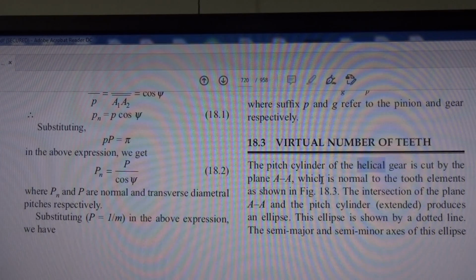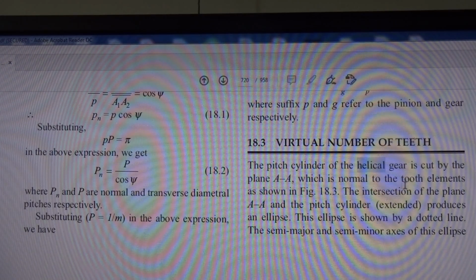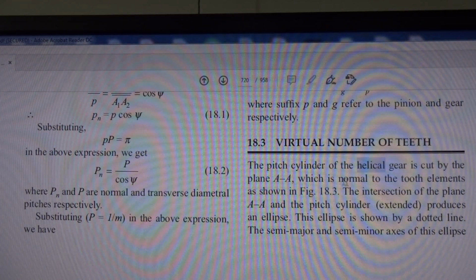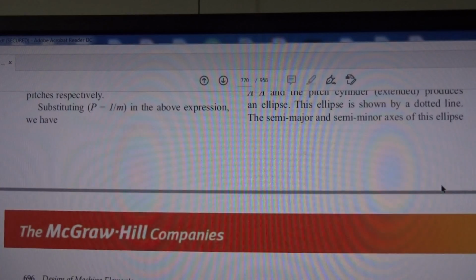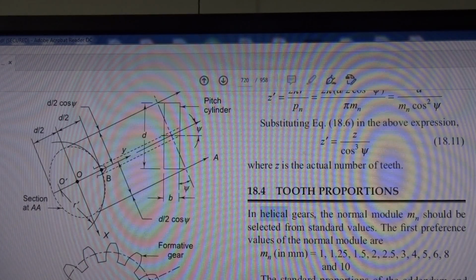Now the virtual number of teeth is important. What is the virtual number of teeth? The pitch cylinder of the helical gear is cut by the plane AA, which is normal to the tooth element. This is shown in this diagram. The pitch cylinder is cut by the normal plane, along this plane, which is normal to the teeth, and it is cut in this way.